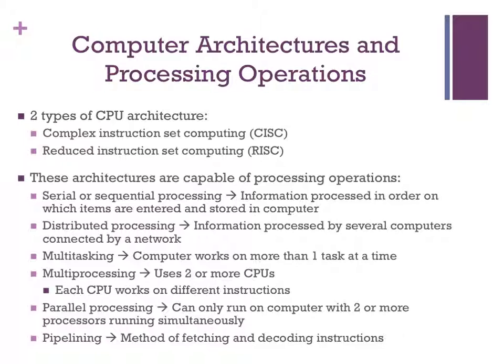There's parallel processing, which can only run on a computer with two or more processors running simultaneously. A number of processes can be carried out at the same time with parallel processing.